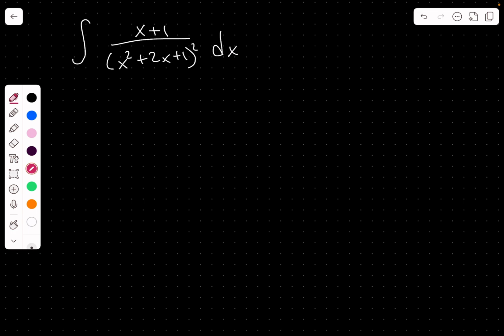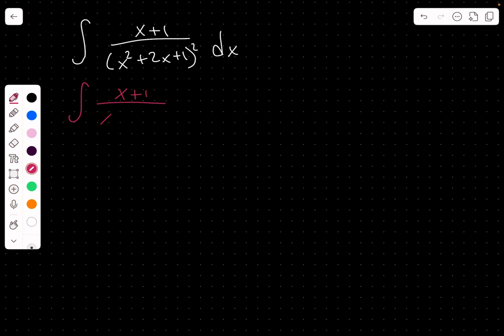Simplify it before you let u equal anything. Okay, that's all I'm going to say. So, what do we do here? Well, I'm noticing that this can be factored, right?